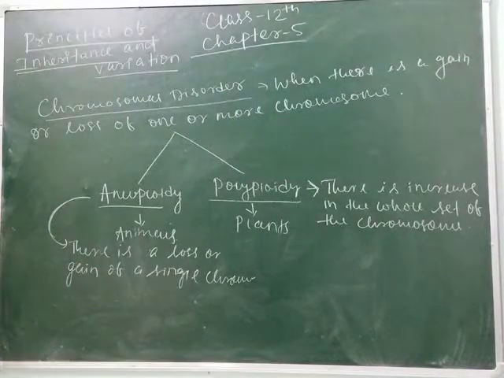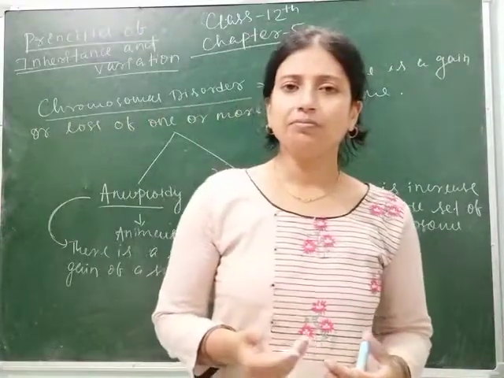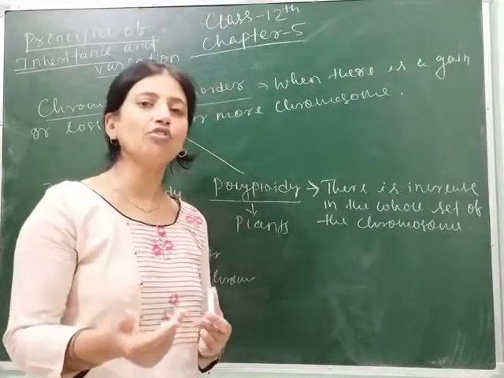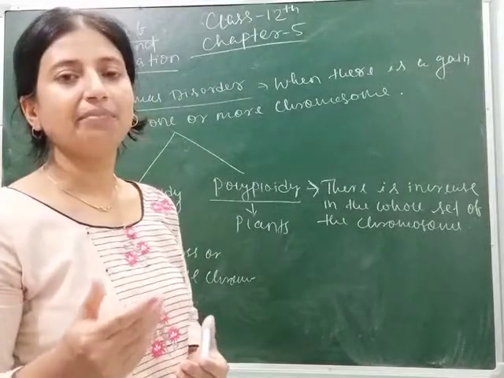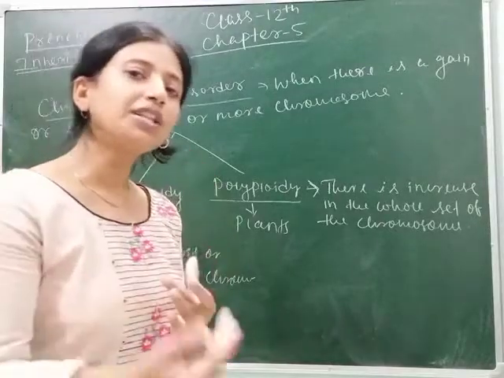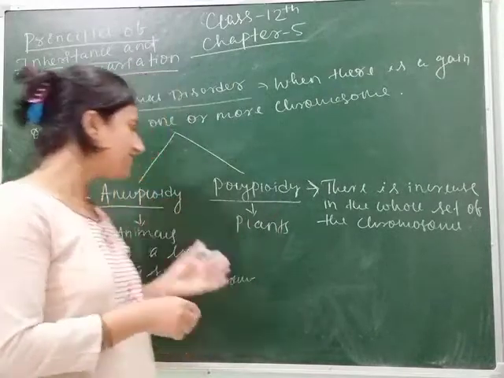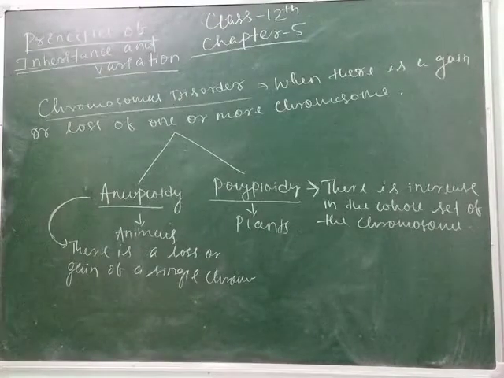So first we will study Down syndrome, Turner syndrome and Klinefelter syndrome. Why are they called so? Because of the basis of their discovery. The scientists who discovered these diseases, the diseases are named after them. So one is Down syndrome, another is Turner syndrome, and the next one is Klinefelter syndrome.